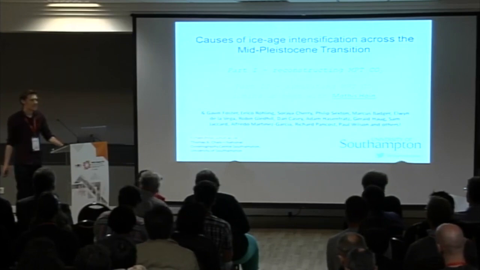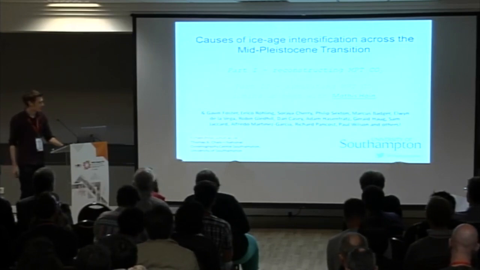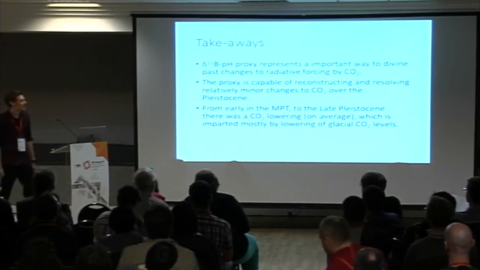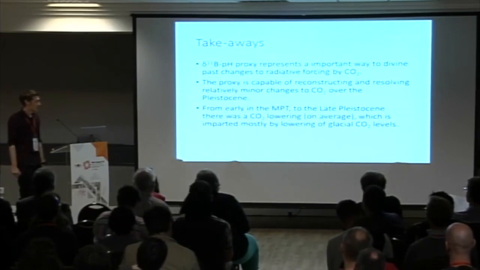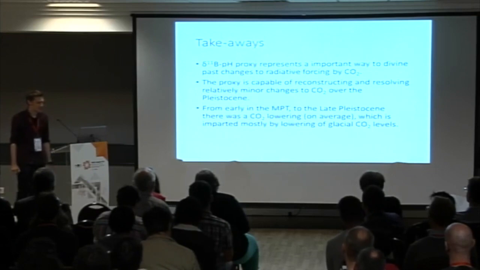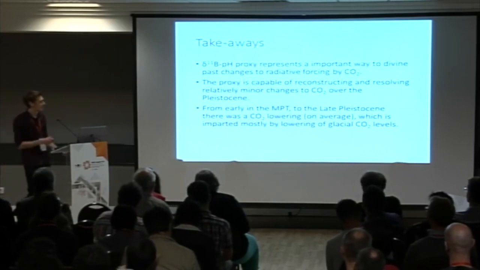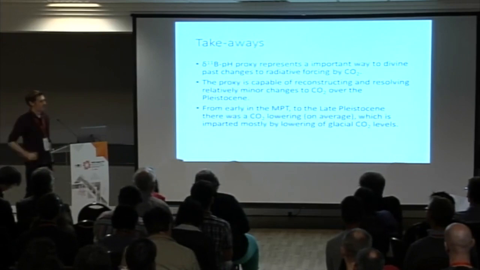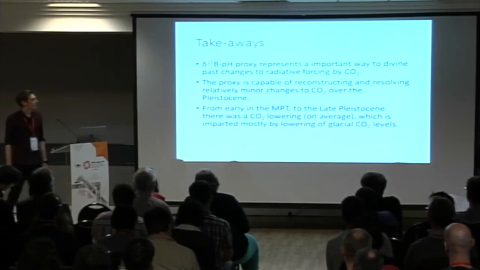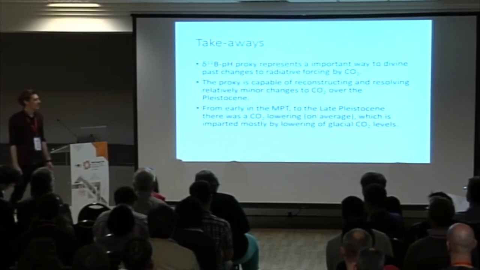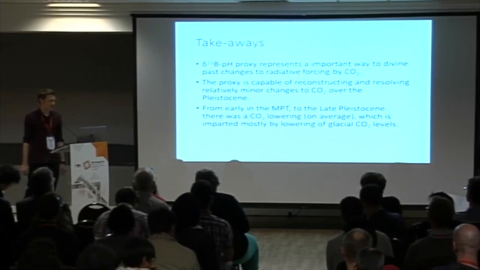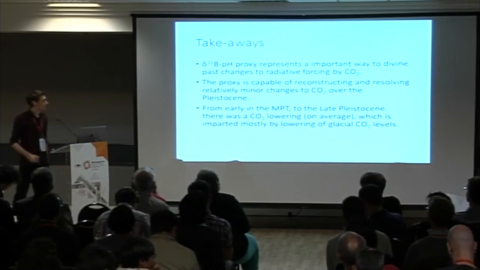So now we know that we don't really need CO2 to define the interglacials. I want to show you what we think we can do. It's great to be in this session, and if you take away nothing else from this talk, I want you to take away these three points. First, we have a delta 11 boron pH proxy that represents a really important way to determine past changes in CO2.